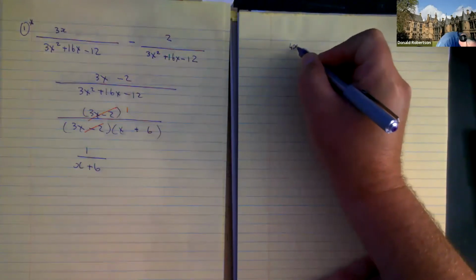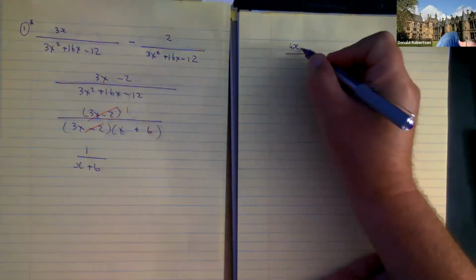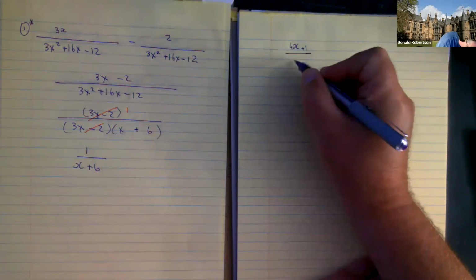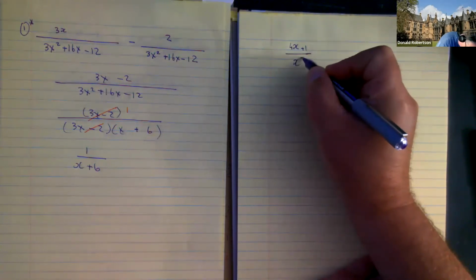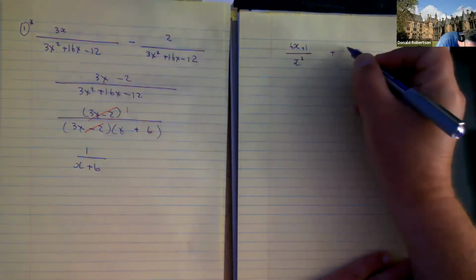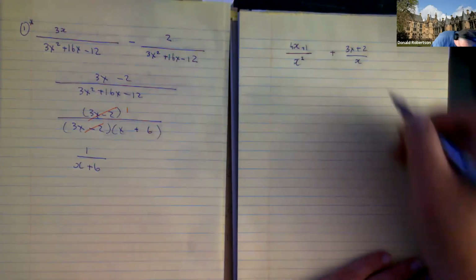So suppose we had 4x plus 1, say over x squared. And we wanted to add it to 3x plus 2 over x.